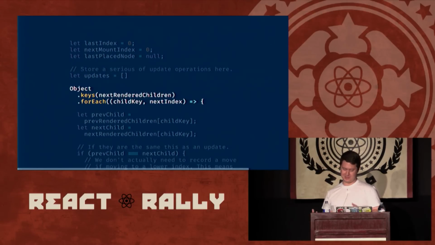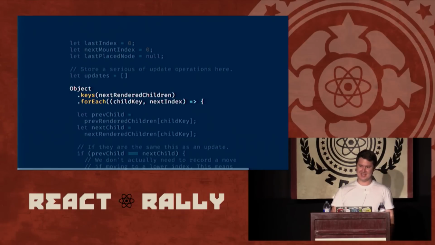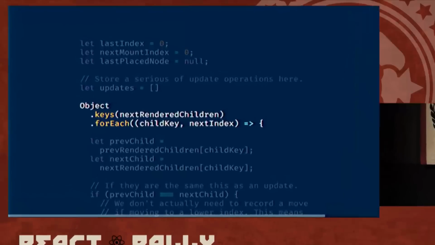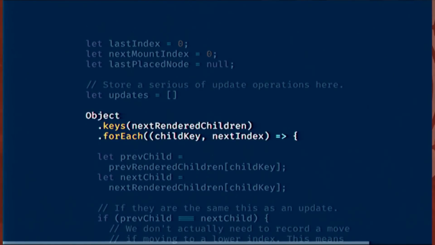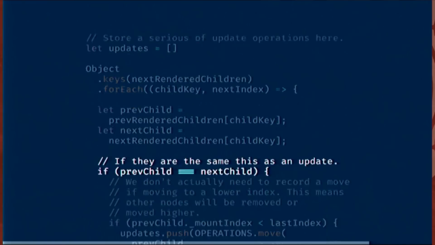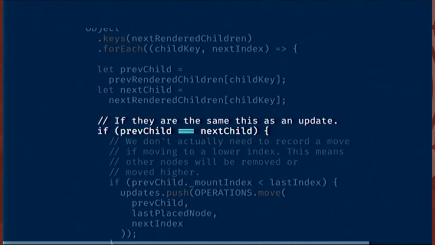So we're going to do another loop. James is going to talk about loops maybe later. I hear loops are good. So we're going to loop over children. We need this child key that we have, and we need the index. Index, again, is important for our order. So we have a previous child and we have our next child. And we're looping over these two objects. Next child is the new one. But it might be the same as the old one. And this is where it's just an update. We're just going to set some properties on it. We're not going to unmount and remount.